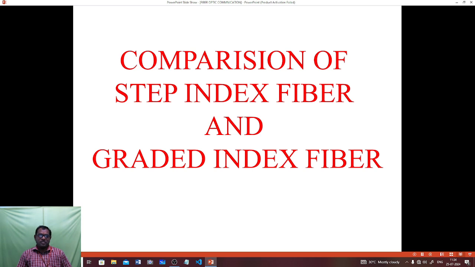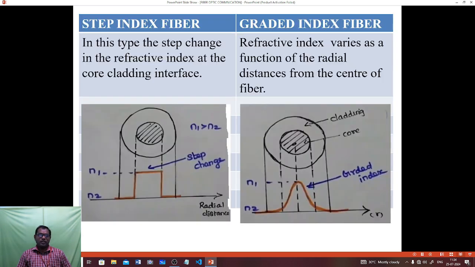So next we will discuss the comparison of step index fiber and graded index fiber. We know that in the step index fiber there is a step change in the refractive index at the core cladding interface. So this is the pictorial representation for step index fiber. Similarly, in the graded index fiber the refractive index varies as a function of radial distance from the center of the fiber.